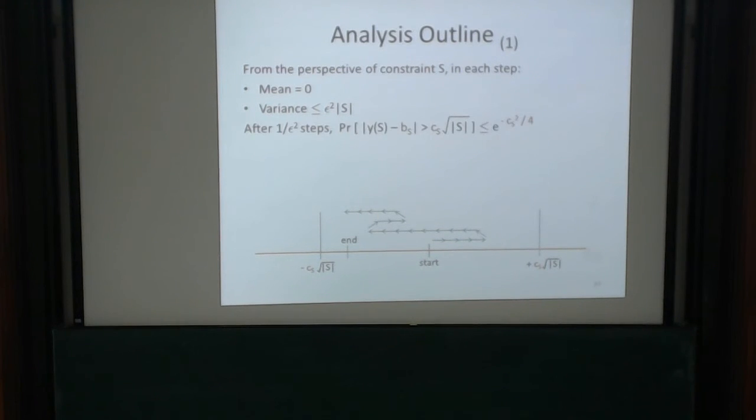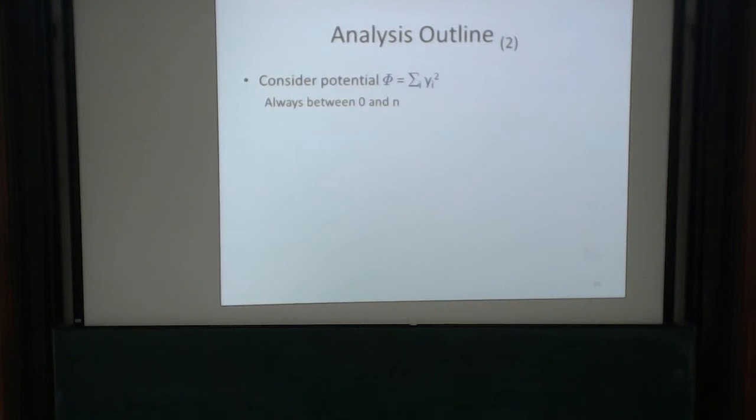And we are performing 1 over epsilon squared steps, so using standard concentration inequalities, we can show that the probability that you're more than c times the standard deviation is at most e to the minus c squared. And just by union bound over all the constraints, we get that the expected number of these deviation constraints that will get tight is at most some small fraction of n.